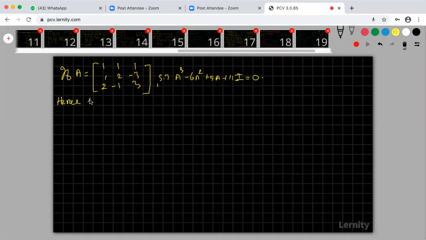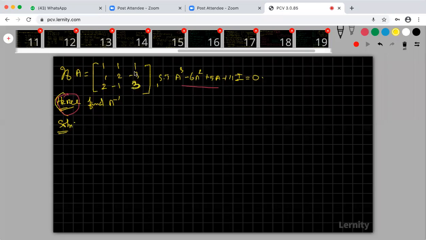Hence find A inverse. This is an important word. Hence find A inverse. Hence means use this result only. Hence means use this result. That is the meaning. Okay. Right. So we know that I is a 3 by 3 matrix. Since A is a 3 by 3 matrix, your I is also a 3 by 3 matrix.